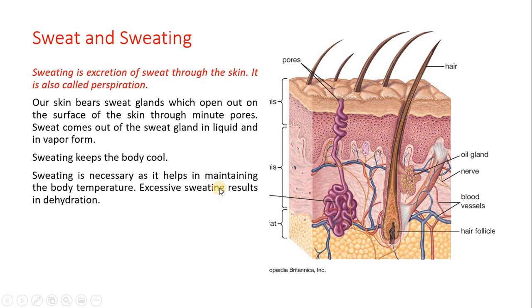Now excessive sweating results in dehydration. You know what is dehydration? It is the shortage of water in the blood, and it is very harmful. The presence of sufficient water in the blood is very necessary. So that is why we should drink water from time to time, especially in summers or while performing physical exercise.